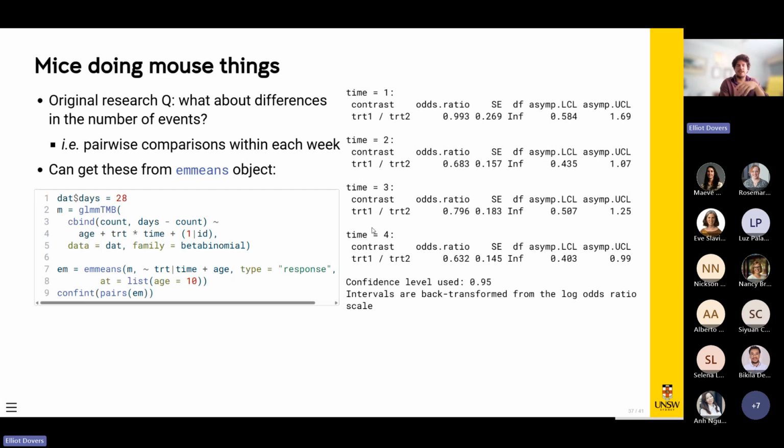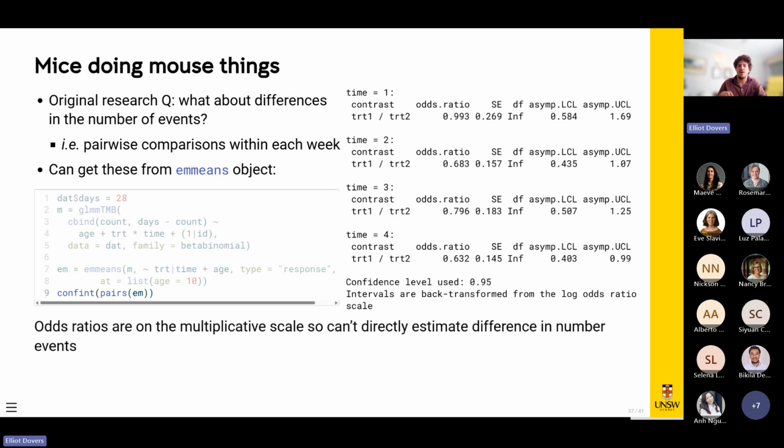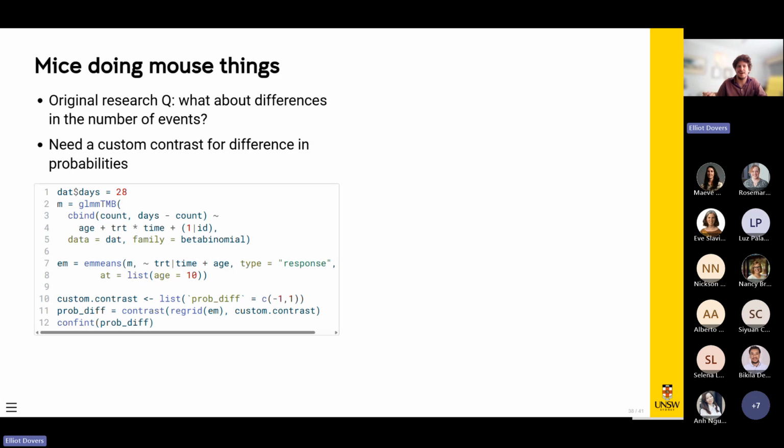But yeah, if you've got a research question that's framed in terms of the data in this way, number of days or events that are different, we want to get back to that. So we can't really do that with odds ratios directly here. We can't estimate those different numbers of expected events. So we have to come up with a custom contrast for the differences in probabilities here, which is getting a little bit more fiddly.